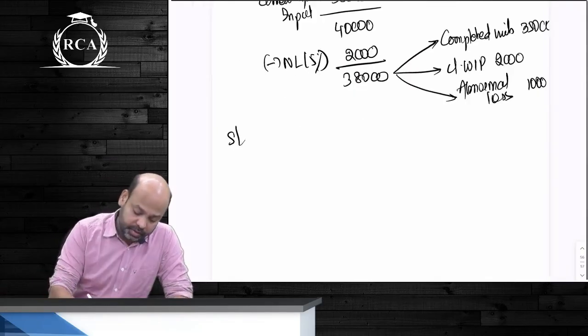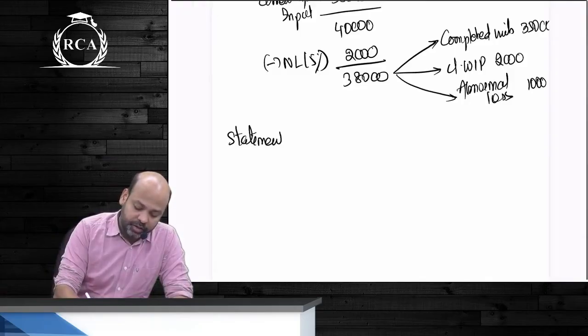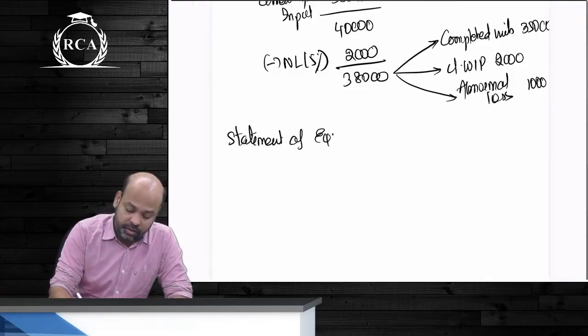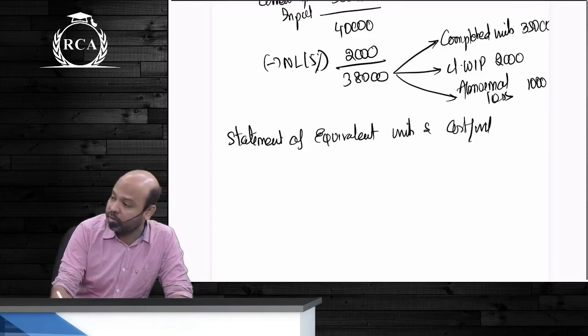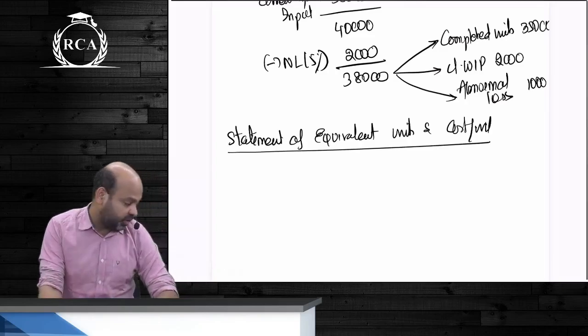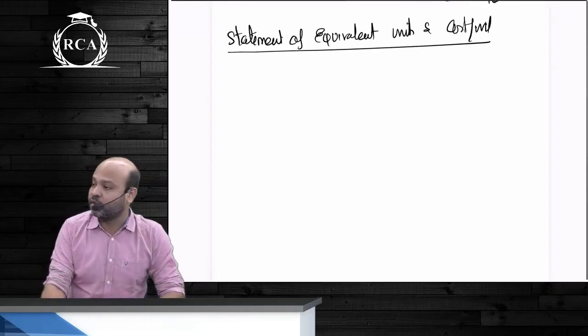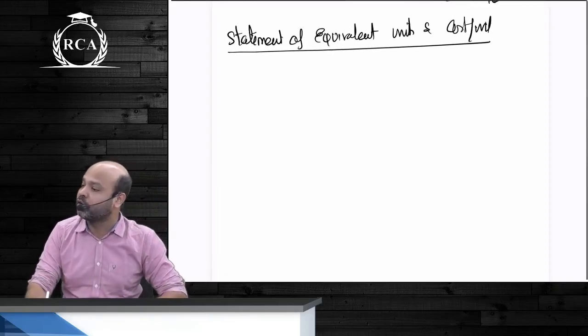Pay attention. ये तो लिख लो heading. Statement of equivalent units and statement of cost per unit. Statement of equivalent units and cost per unit. Valuation, guys, is very simple under weighted average method because you just have to directly multiply total number of units into cost per unit. Correct, beta Reeth?